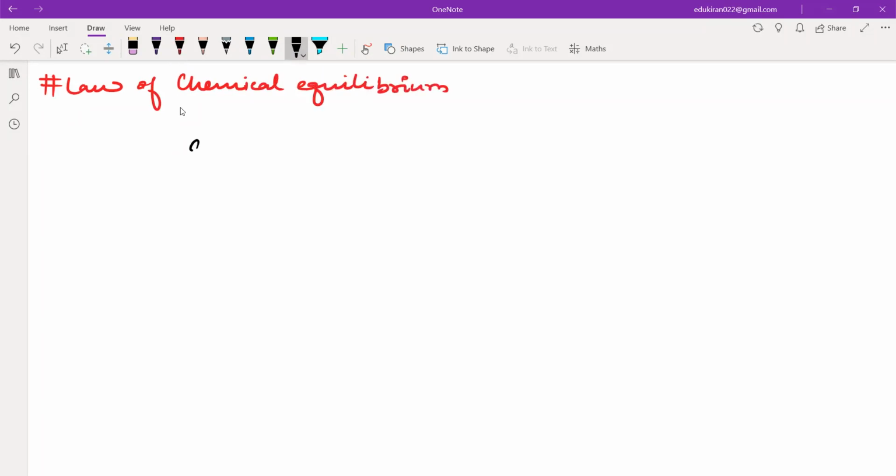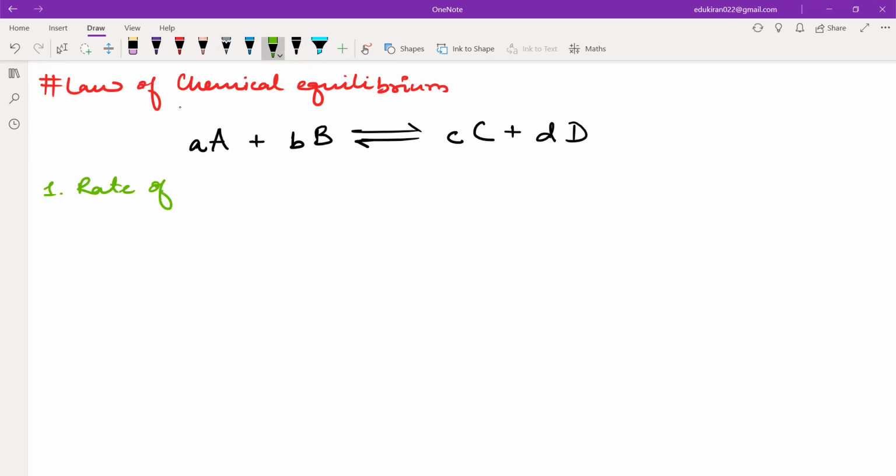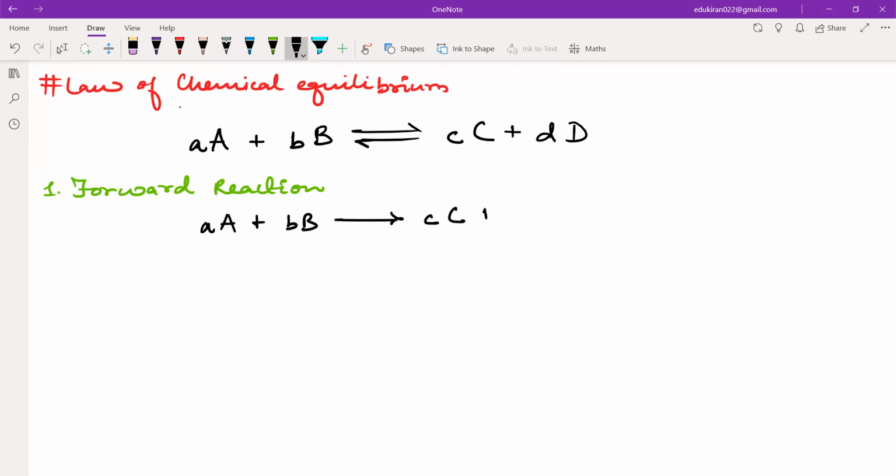Law of chemical equilibrium. In this we'll have aA, a general reaction in which lowercase a is the stoichiometry, lowercase b also is the stoichiometry, plus bB giving cC plus dD. So you have two reactions here, forward reaction and backward reaction. The forward reaction is aA plus bB giving me cC plus dD. For this, the rate of forward reaction will be equal to some rate constant K forward times the concentration of A to the power a into the concentration of B to the power b.